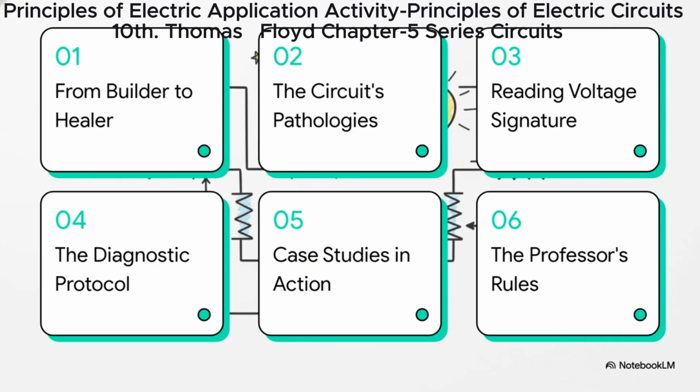So here's our game plan. First, we'll get into the right headspace, moving from builder to healer. Then, we'll look at the main illnesses a circuit can have. After that, it's all about reading the clues, their voltage signatures. We'll lay out a step-by-step diagnostic plan, walk through a couple of real-world examples, and finally, I'll give you my golden rules for troubleshooting. Let's get started.